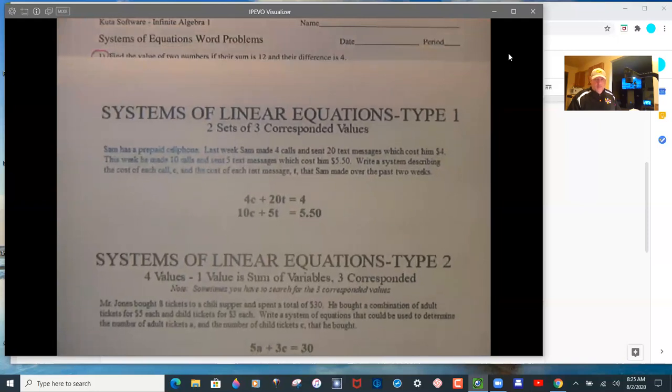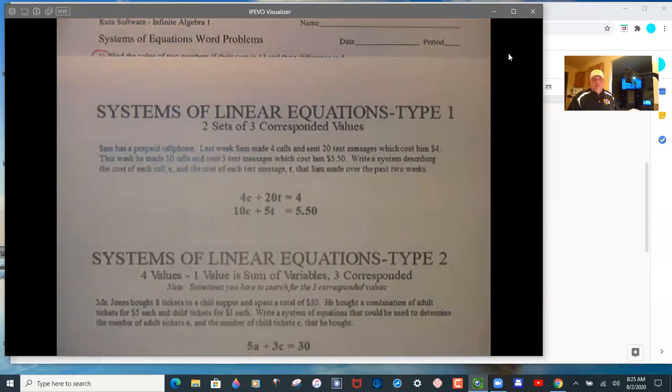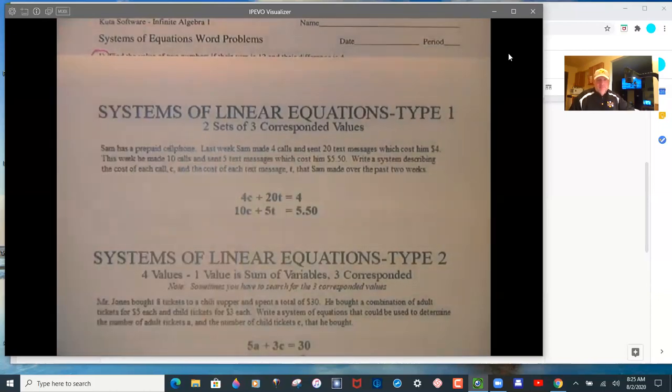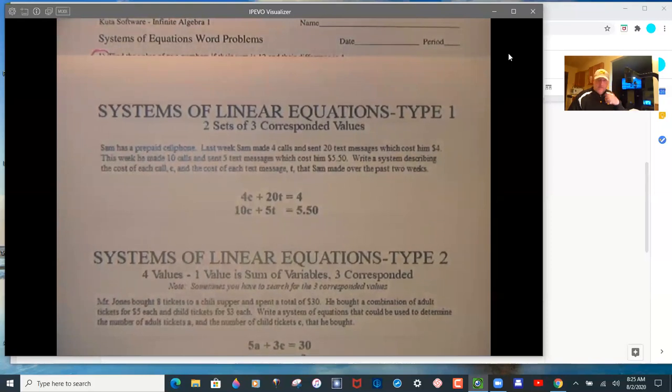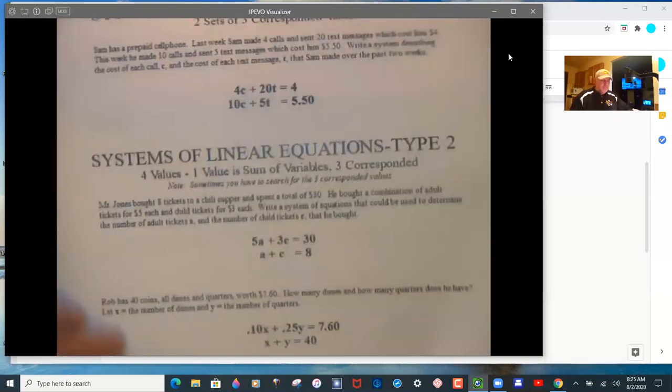Linear type 1, you have 2 sets of 3 corresponded values. Okay, so 4 calls, 20 text messages cost $4. 10 calls and 5 text messages cost $5.50. That is a trigger to write a system like this, using X and Y. I'm going to use X and Y all the time and then just refer it back.